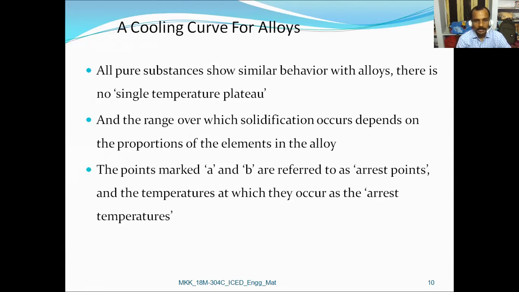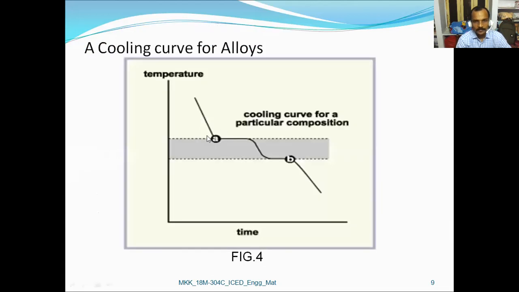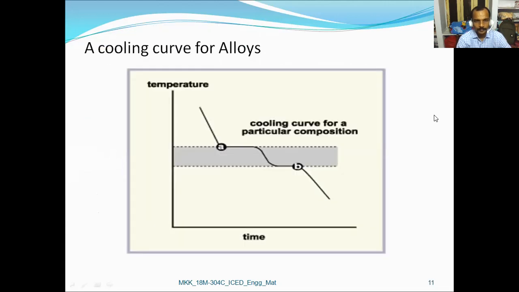So the points marked A and B in this previous graph are referred to as arrest points, and the temperatures at which they occur are known as arrest temperatures. So this particular point at a particular temperature is known as arrest temperature A, and arrest temperature B.